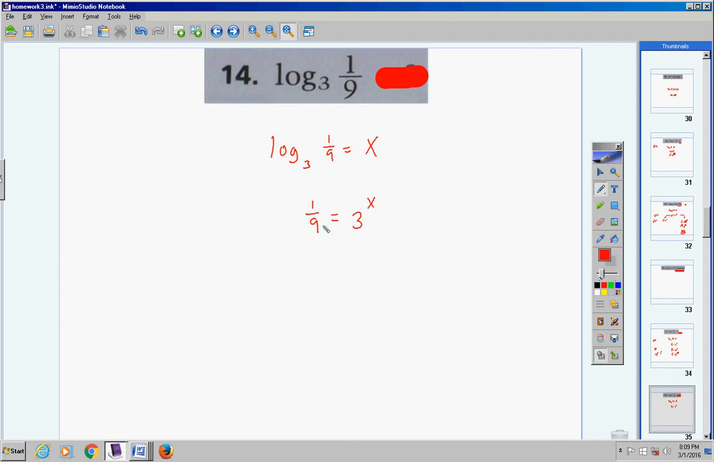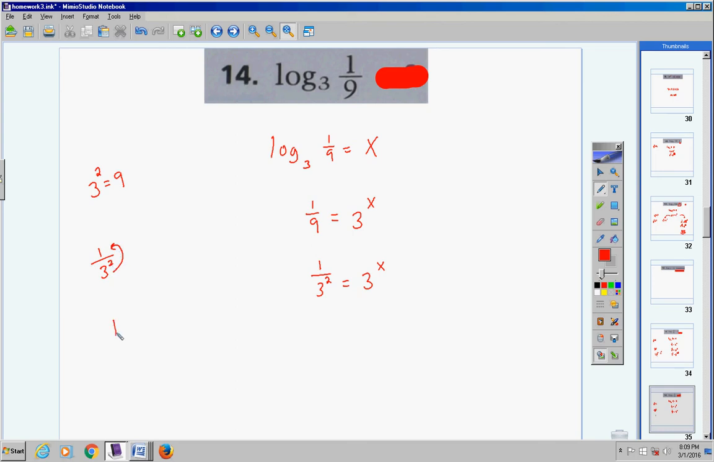Alright, now, I see right away I have a 3 here and a 9. Obviously, 9 can be easily written with a base of 3. 3 squared is 9. So where the 9 is right here, I'm going to put 3 squared. So now I have 1 over 3 squared equals 3 to the x. I don't want this fraction here. So 1 over 3 squared. I bring the 3 squared up, and this 2 becomes negative.